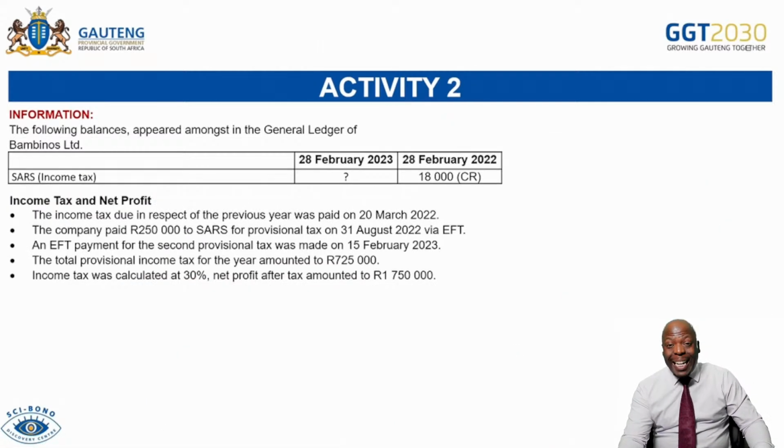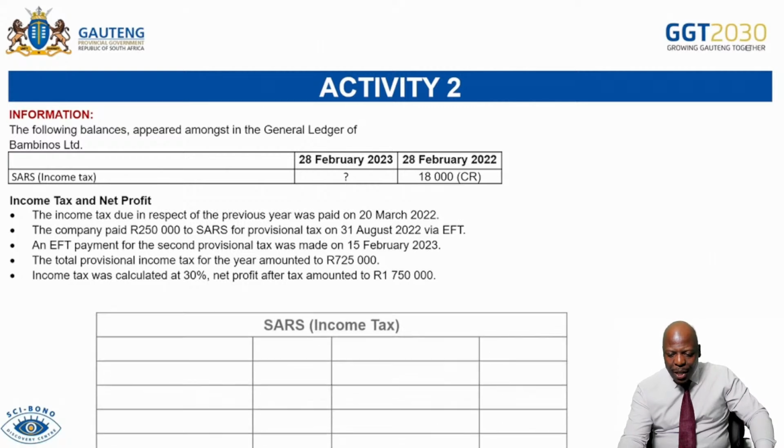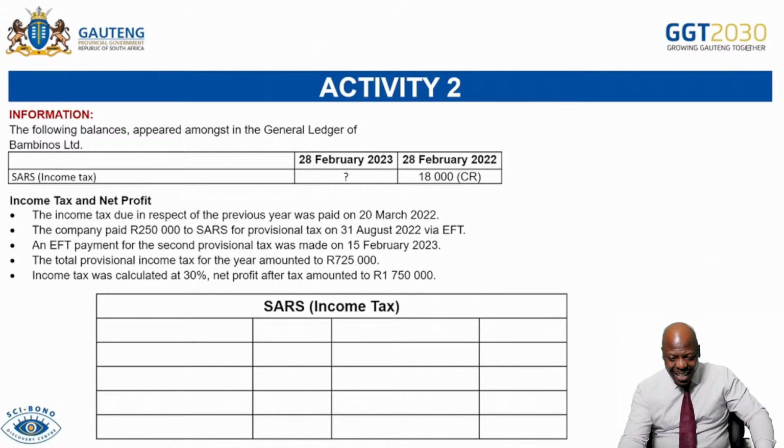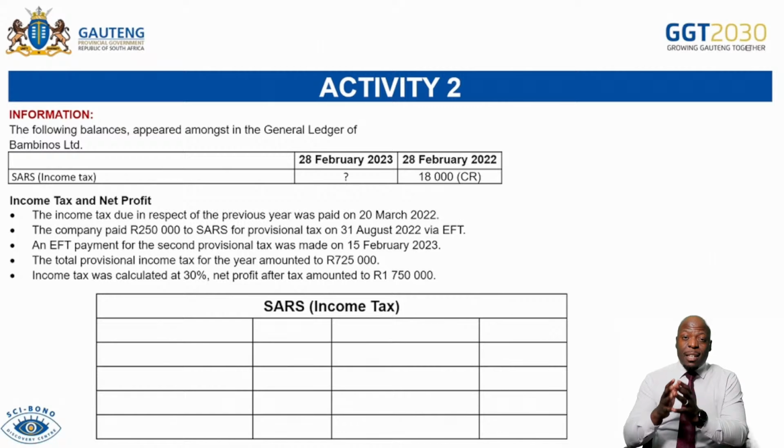Okay, so let's come now to activity number 2. Activity number 2. If you're ready, we can begin. It reads, the following balances appeared in the general ledger of Bambinos Limited. And then we have the information, and what we are required here to do is to open a SARS income tax account. Now, you will see with the SARS income tax, you can have a debit balance, you can also have a credit balance. And these two balances do not mean the same.